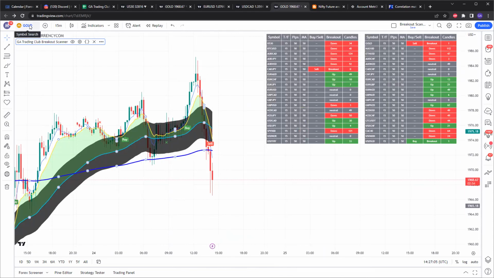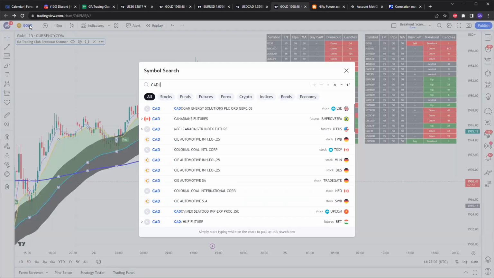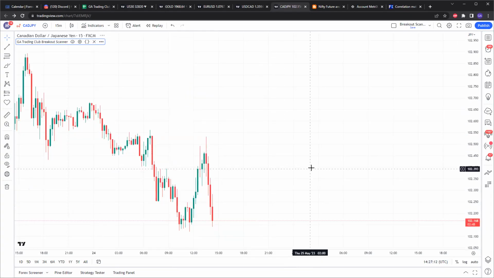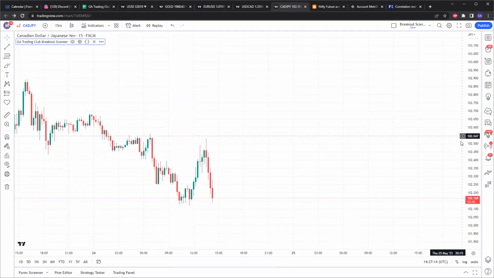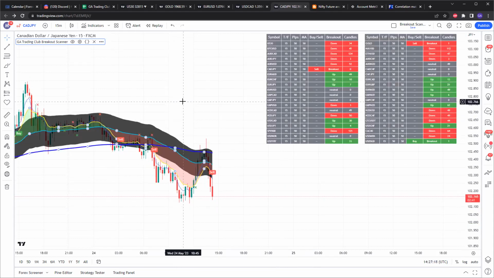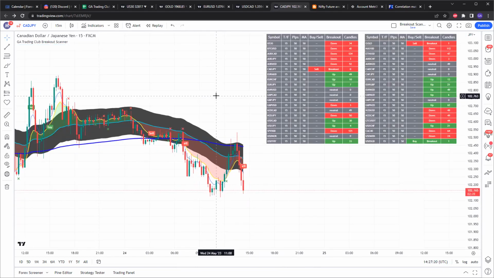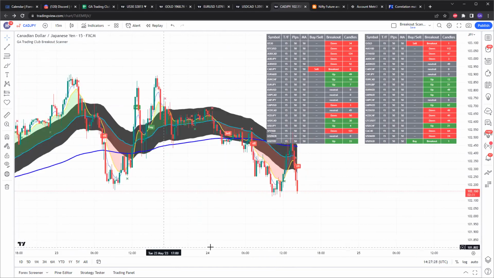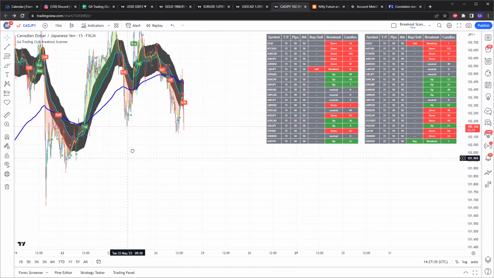So let's see what's going on with CAD JPY. Also, for me, with the breakout scanner, I want to be trading pairs that are very liquid, pairs that move and have volatility, because you've noticed some of these other slower pairs, CAD JPY, NZD, CHF, they move so slow. So we have a possible sell on CAD JPY. What I would like to see here is structure. So I'll zoom out.